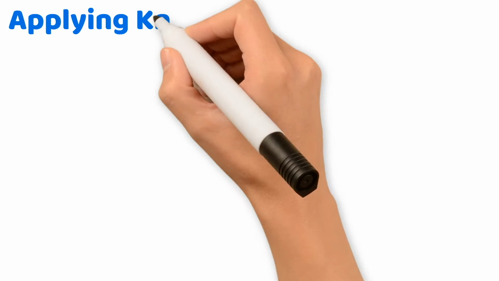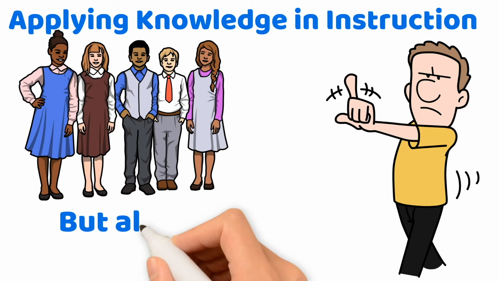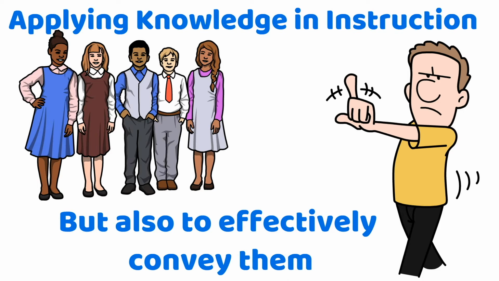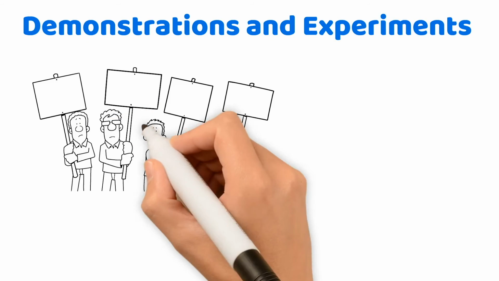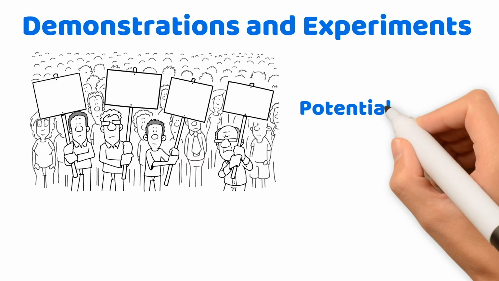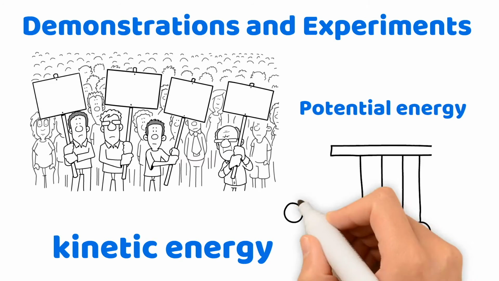Chemical energy, stored in the bonds of chemical compounds and released or absorbed during chemical reactions. Potential energy, stored energy due to position, such as water held behind a dam or a stretched spring. Applying knowledge in instruction. As future educators, it's crucial to not only understand these concepts, but also to effectively convey them. Demonstrations and experiments. Use practical demonstrations to show energy transformations, such as converting potential energy into kinetic energy using a pendulum.